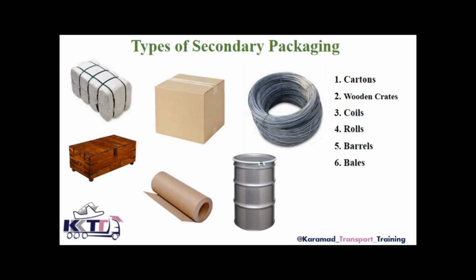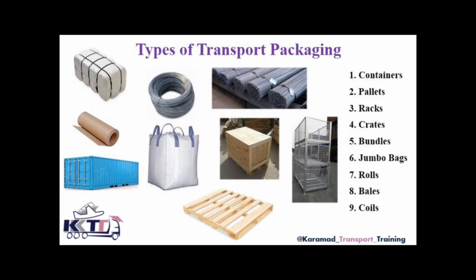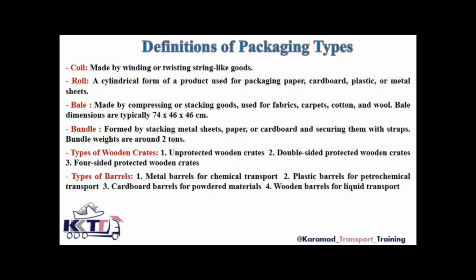If we want to name the types of secondary packaging, as you can see in this picture, we have cartons, wooden crates, coils, rolls, barrels, and bales, which are called secondary packaging. And finally, we have the types of packaging in transport, or the third type of packaging, which, as you can see in the picture, include containers, pallets, racks, crates, bundles, jumbo bags, rolls, bales, and coils, some of which are similar and identical to secondary packaging.